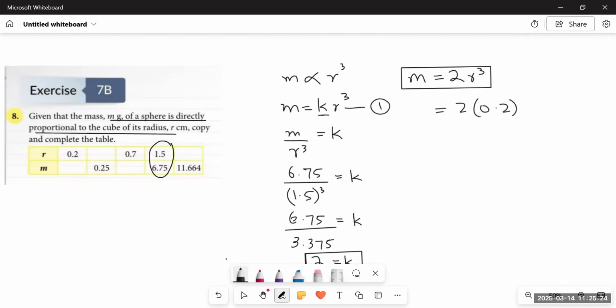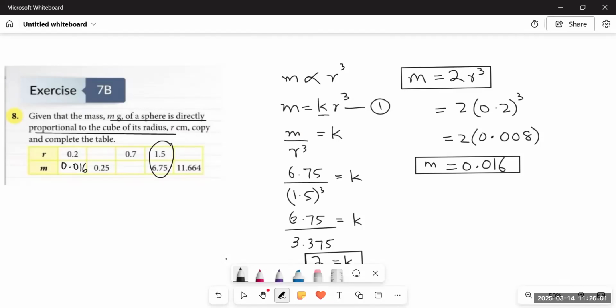So what are we going to do? First, we are going to find out the cube of 0.2, which will be 0.2 into 0.2 into 0.2, 0.008. Then we will multiply it by 2. So the answer would be 0.016. It's nothing. It's the same as we have done question number 7.